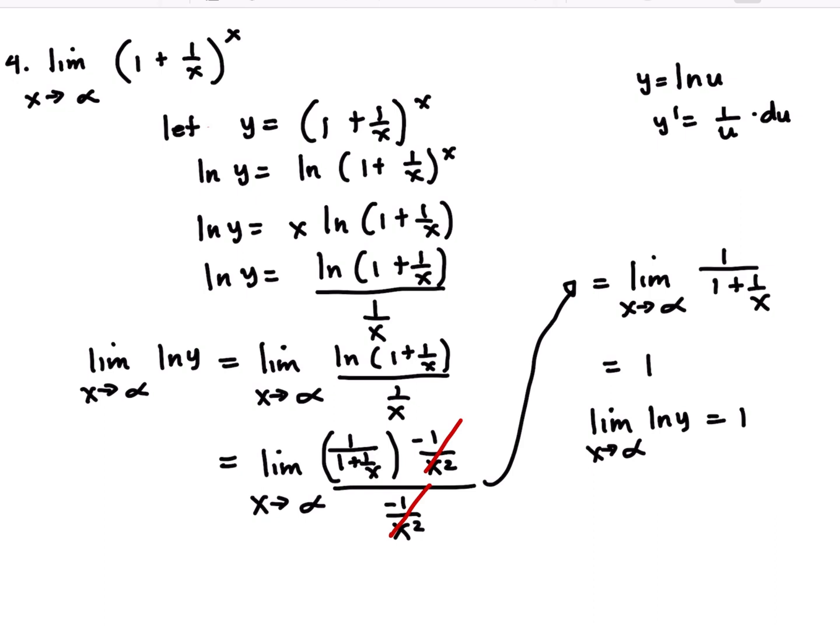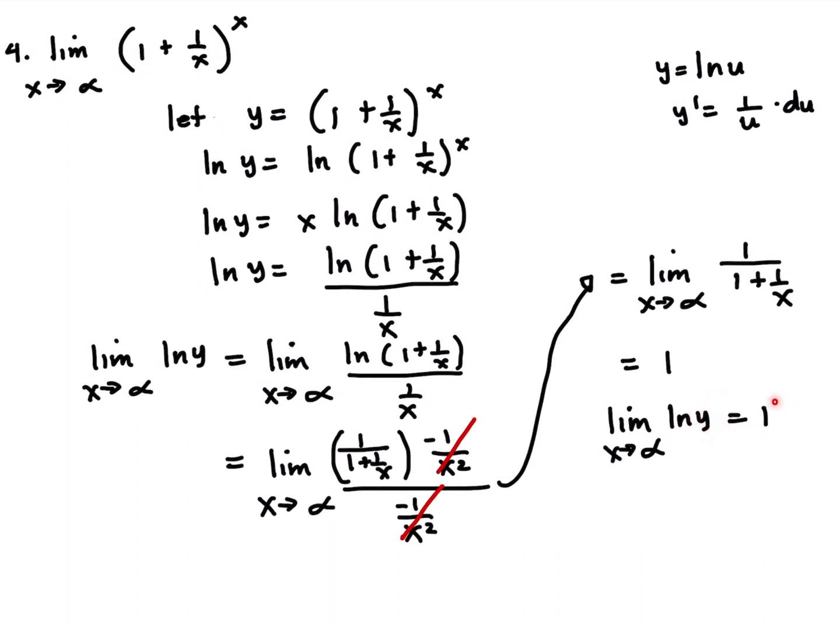The question is, what has a natural logarithm value of 1? What must be y? Which number has a natural logarithm of 1? It's the number e. Y must be equal to e. Therefore, the limit of the quantity 1 plus 1 over x raised to x is equal to e, the constant e.